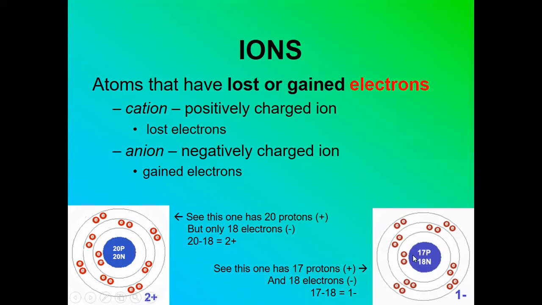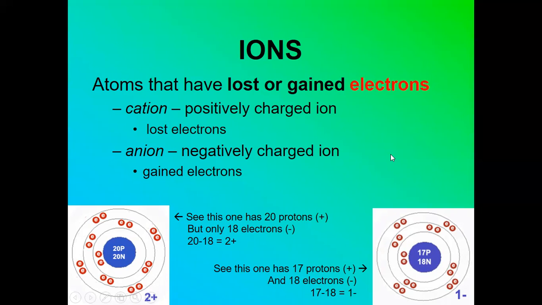Over here, this one says that it has 17. Normally on the periodic table, it would have 17 electrons, but this one doesn't. It has 18. So if you count up all of these little negative particles, you're going to find that there are 18. 17 minus 18 equals 1 minus. So this is a 1 minus ion.